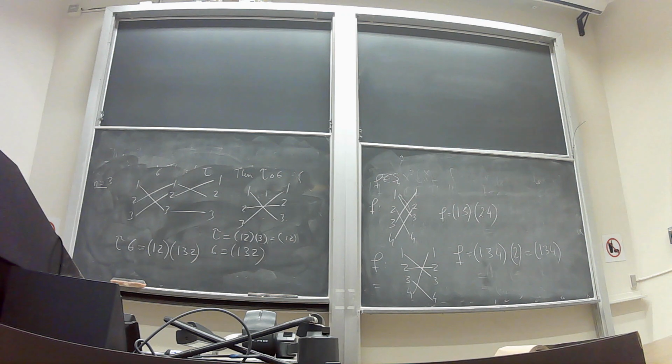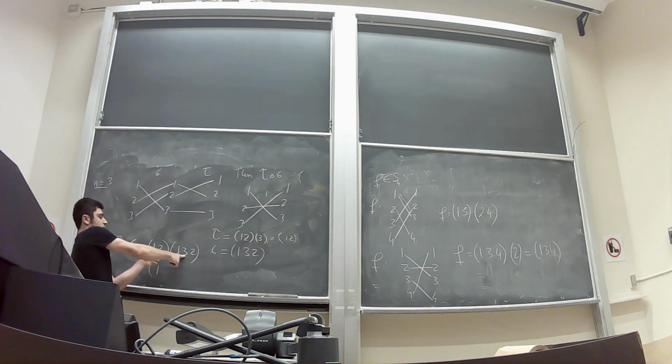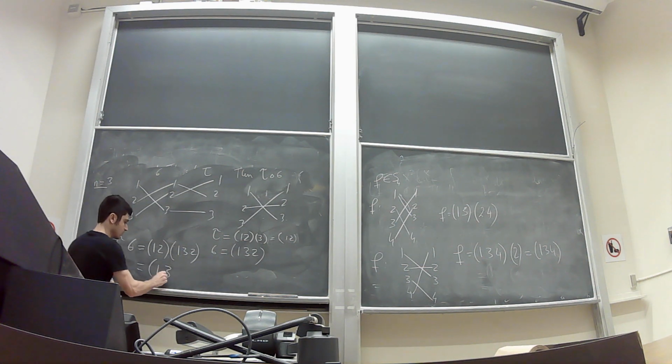Okay. Now, how do I write this in a better way? I want every element appearing at most once, right? Because it's a bijection. So it starts with 1. Under this one, where does 1 go to? 3, right? Now look at this one. Start with 3. Where does it go to here? It stays fixed, right? What is tau of 3? 3. So 1 goes to 3.